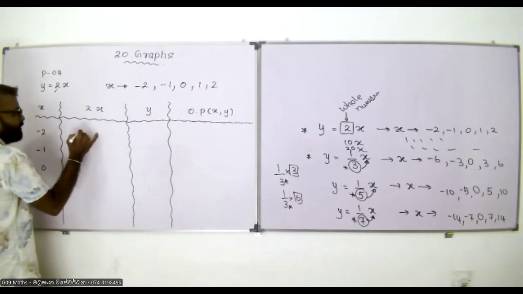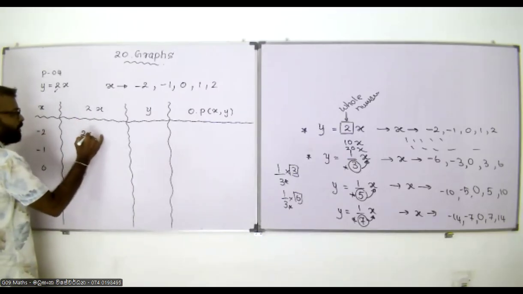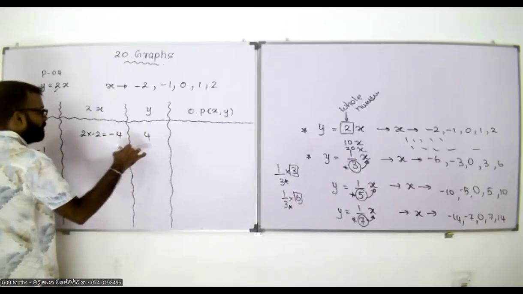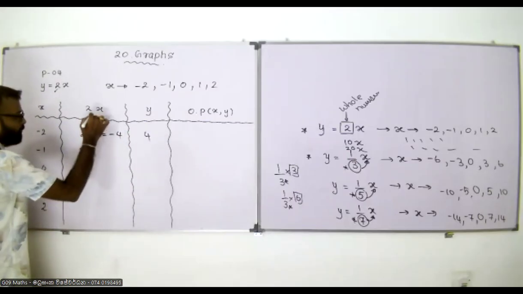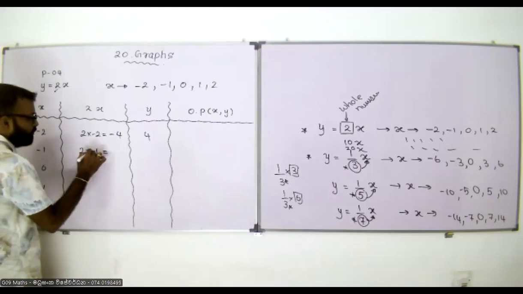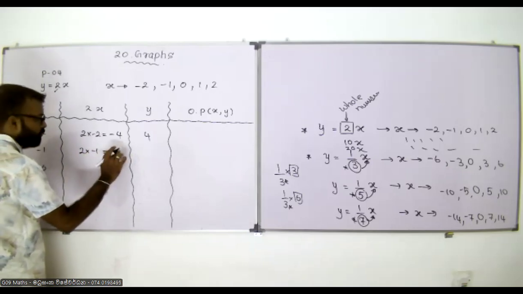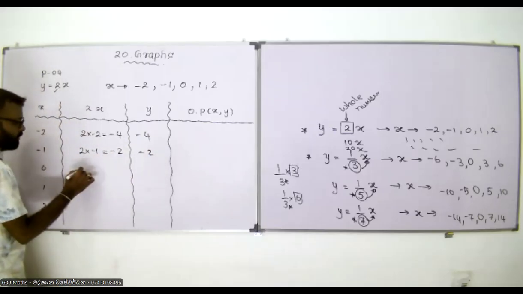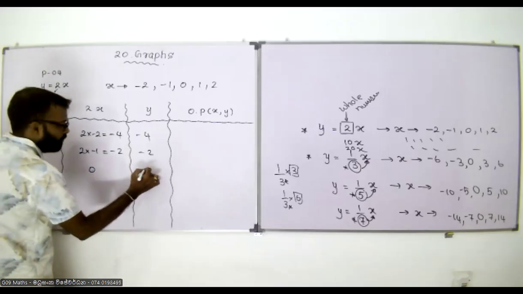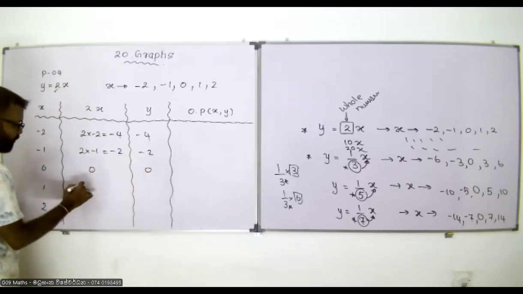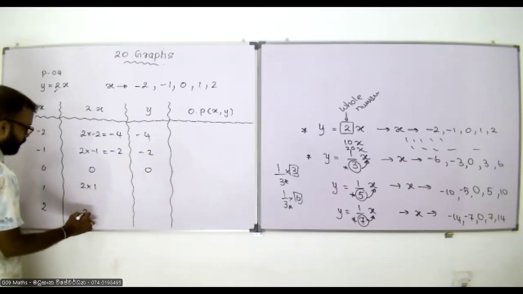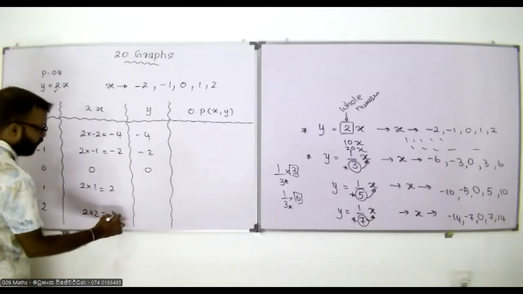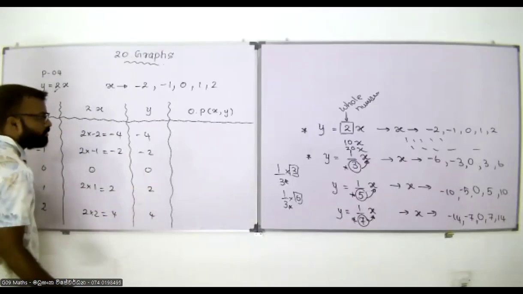Here I am going to substitute: 2 multiplied by -2, positive into negative is negative, 2 times 2 is 4, so y is -4. Here 2 multiplied by -1 is -2. Here anything into 0 is 0. Here you have 1 and here you have 2: 2 multiplied by 1 is 2, and 2 multiplied by 2 is 4.